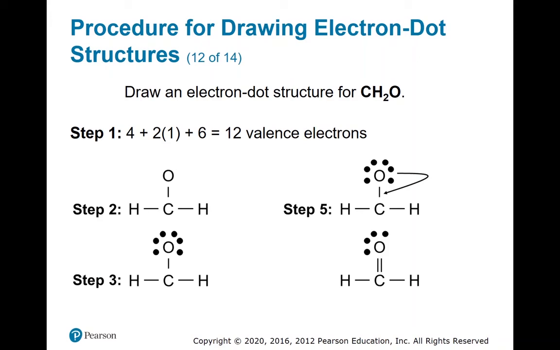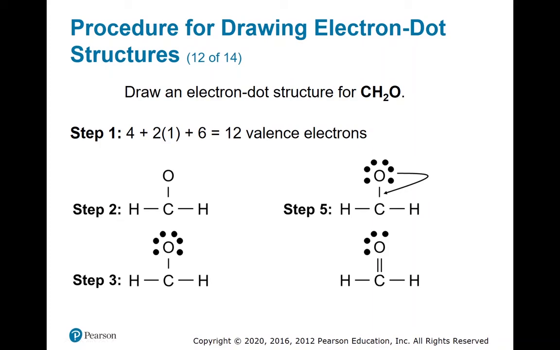So each of those terminal atoms, the 2 hydrogens and the 1 oxygen, need to be bonded to our central carbon atom, and for each of those we need one bonding pair of electrons. So that used up 6 electrons of the 12 we have to put down.